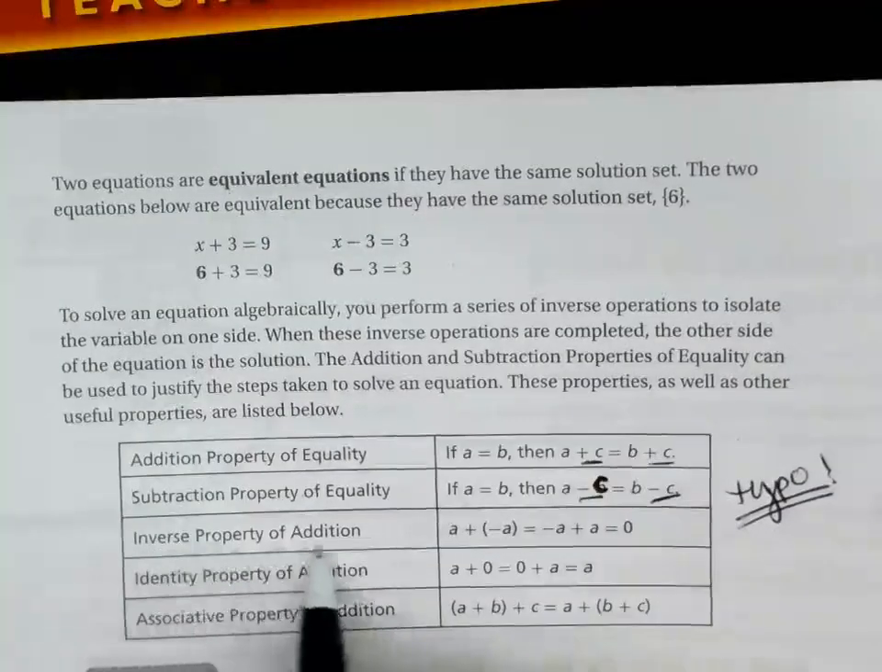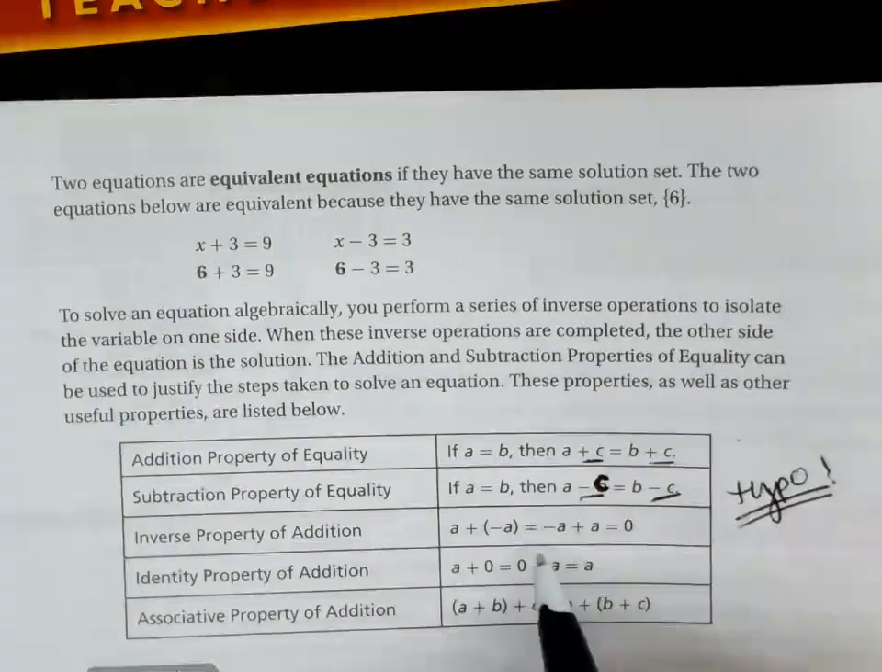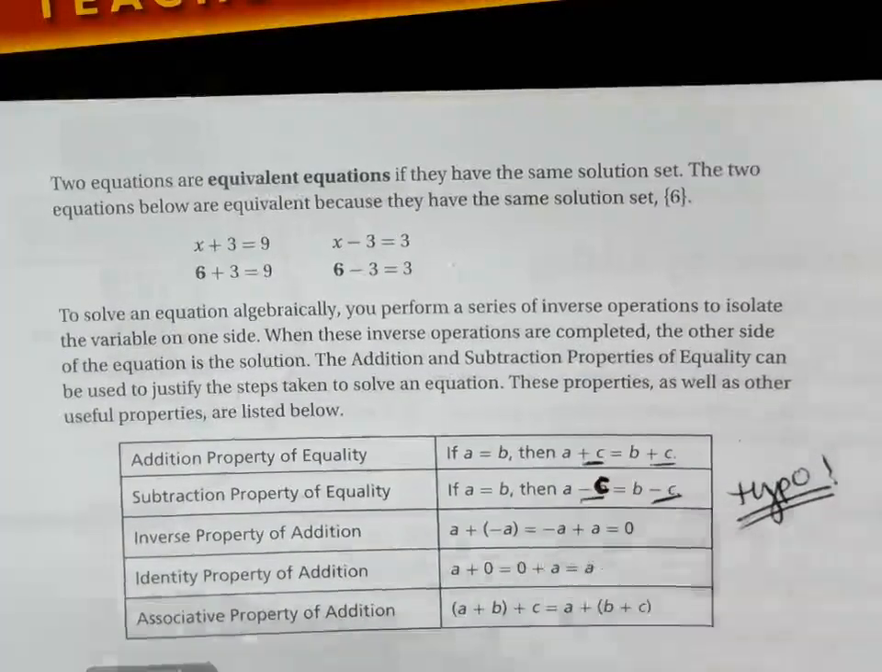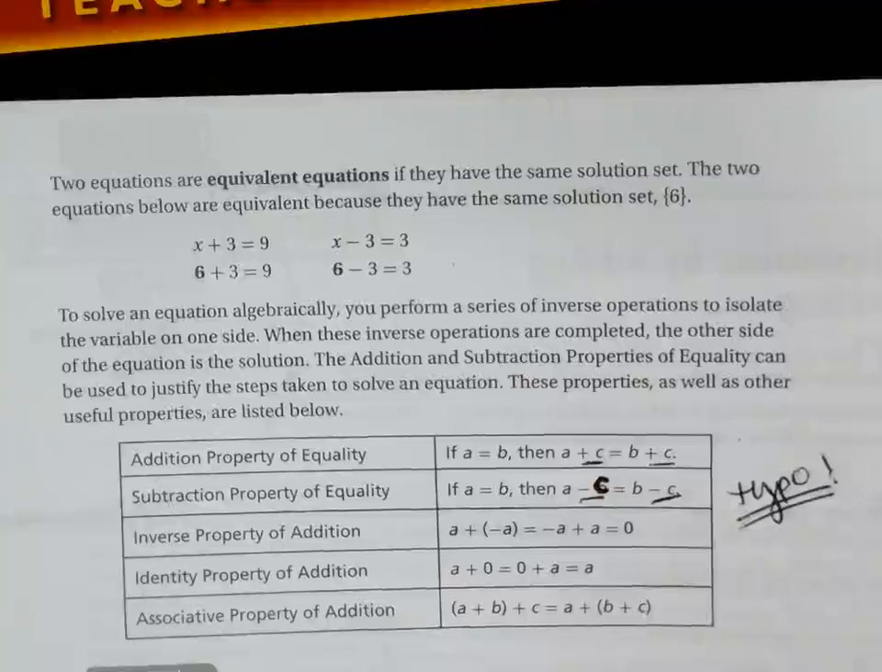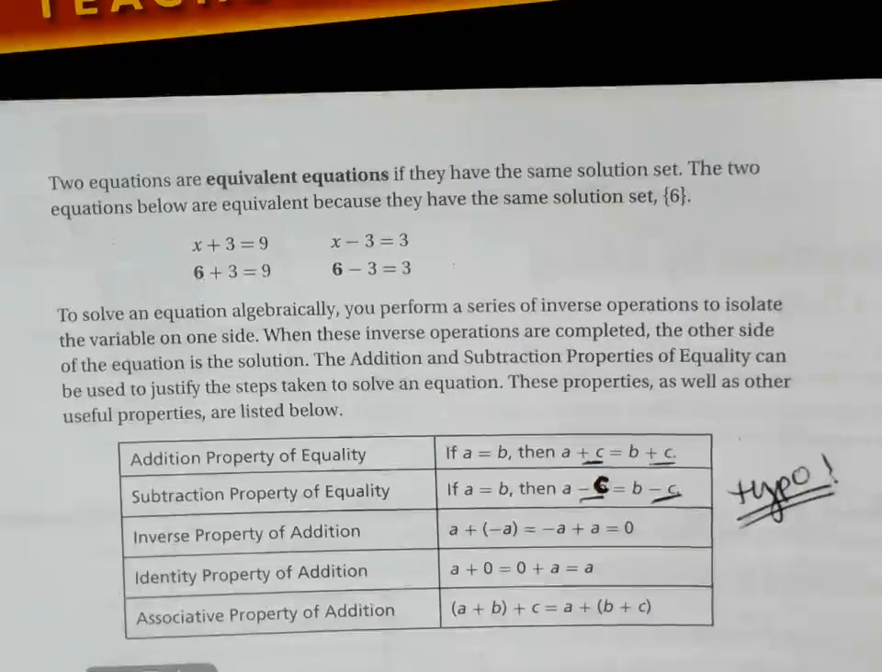Inverse property of addition. So any number plus its opposite is going to equal 0. Anytime you add like 3 plus negative 3, it's 0. 2 plus negative 2 is 0. Negative 2 plus 2 is 0. Any number plus its opposite, it's always going to be 0. They cancel each other out. And that is the inverse property of addition.